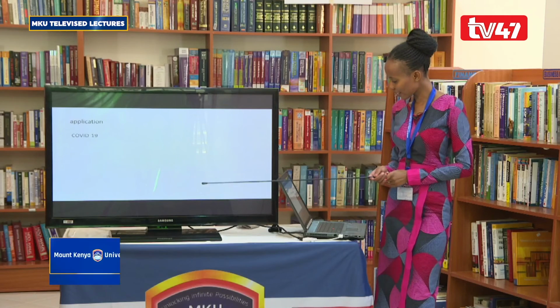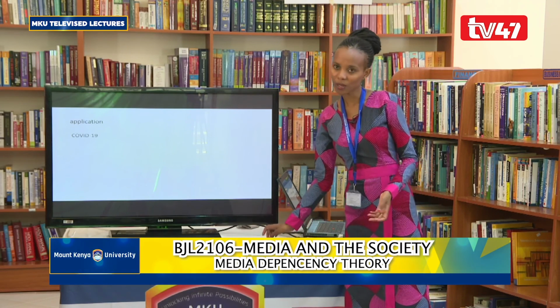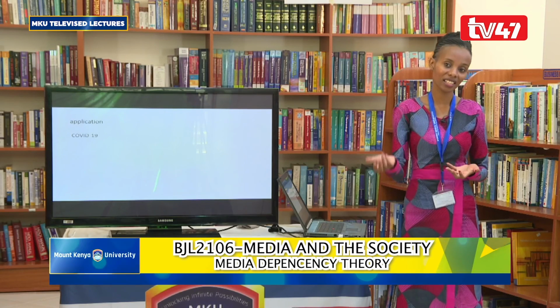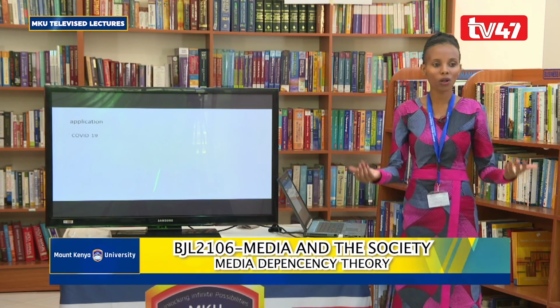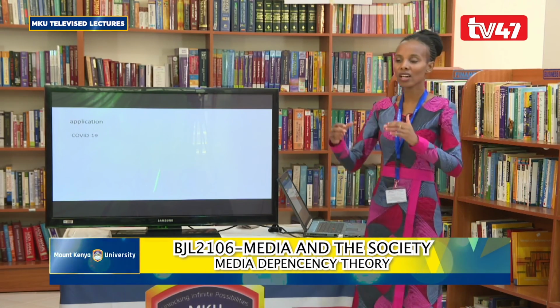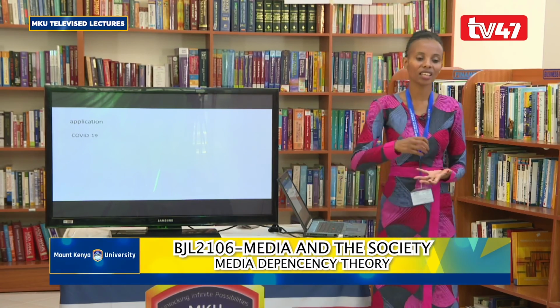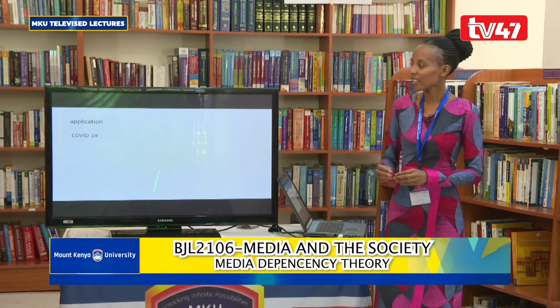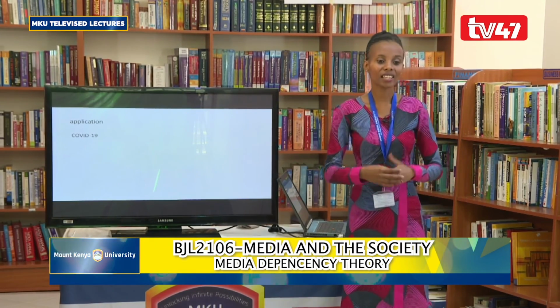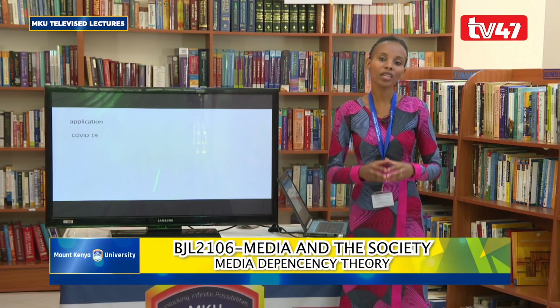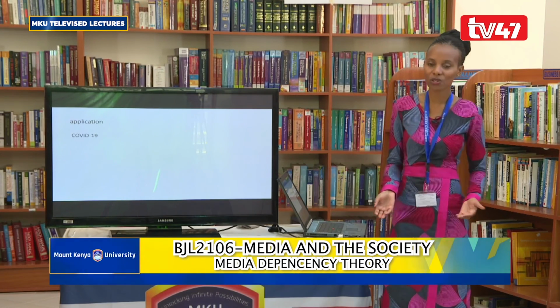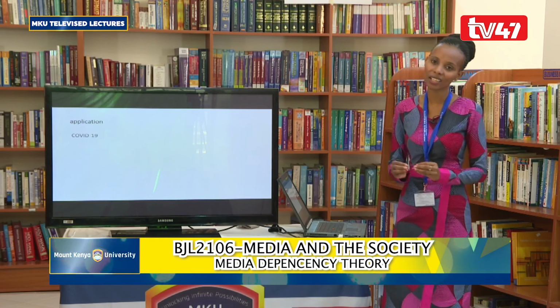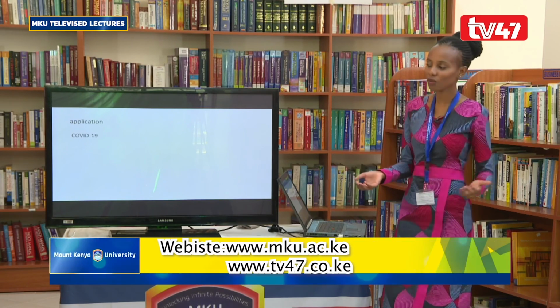We'll look at the application on the aspect of dependency. At the moment, a very good example, we have the aspect of the crisis that is there. It's a crisis for the whole country. It's a crisis for the international countries. It's there globally. It's affecting the country. It's affecting the world. And that is the COVID-19. And as a country, as a society, we are depending on the media for information. And also the media itself is depending on the society to consume this information.